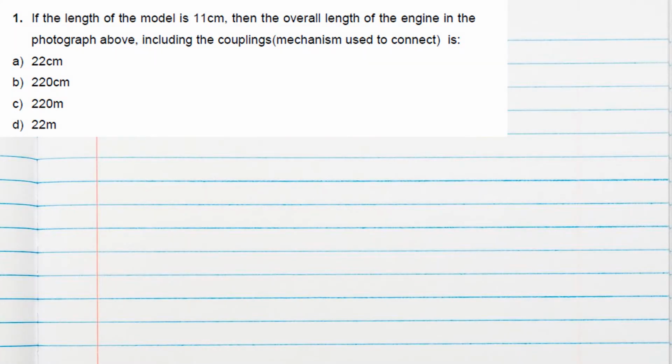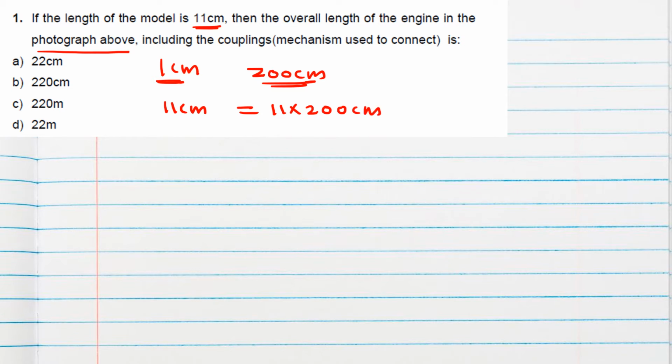First question: if the length of the model is 11 centimeter, then what is the overall length of the engine in the photograph above? Now we know a scale factor is given to us, 1 centimeter to 200 centimeter is the ratio, isn't it? So if this changes to 11 centimeter, this could be 11 into 200 centimeter. So 2200 centimeter means 22 meter is the answer, which is in option D.